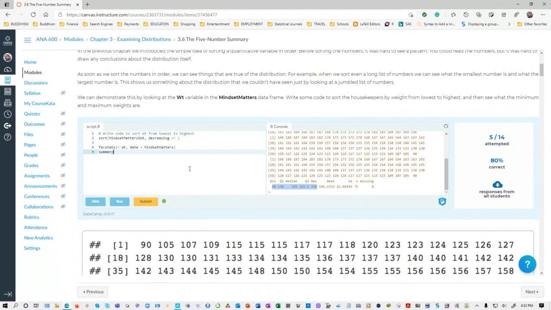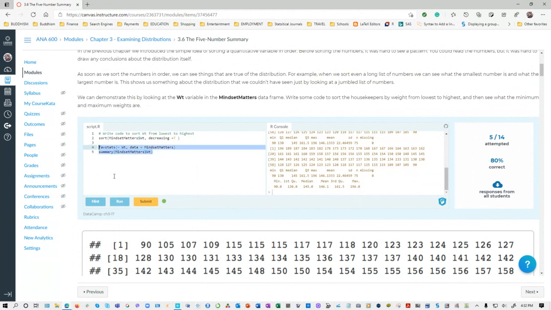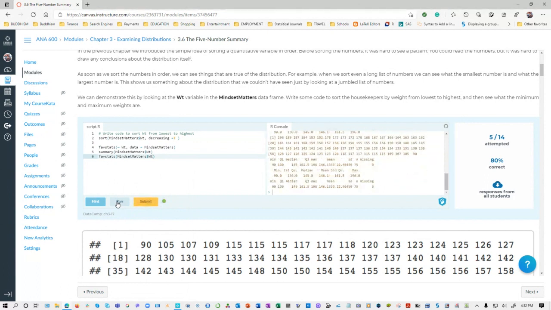If you run summary of this, would that produce the same answer? Yes, either summary or favstats. You can use favstats, making sure you put the tilde WT and the data. Let's see whether it works this way. Go to mindset matters, then go to weight. Still works. Any method works, just a different kind of arrangement.